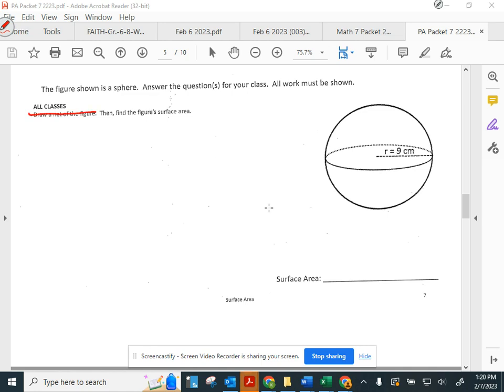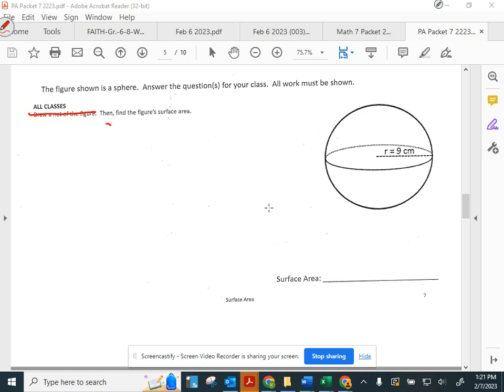Because you can't lay it flat. And a net is the shape laid out flat. In a sphere, because it's all rounded, it will not lay flat. Online it said you can't do it, so we're not going to do it.